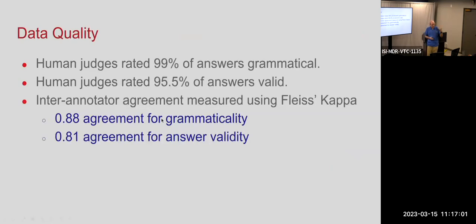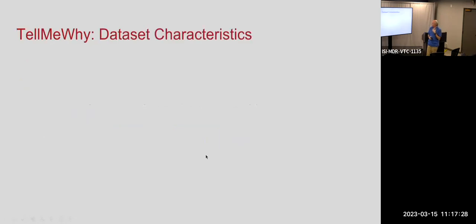And we tried to do this right, do a good analysis of the quality of this data. Human judges rated 99% of the answers from other humans as grammatical. They rated 95.5% of answers valid. We tried to define: is this a reasonable answer to why that person would do that? Our annotator agreement using Fleiss' kappa was about 0.88 for grammaticality, 0.81 for validity. So this is a pretty good cleaned up data set I think you can trust. We tried to do due diligence on making sure about that.